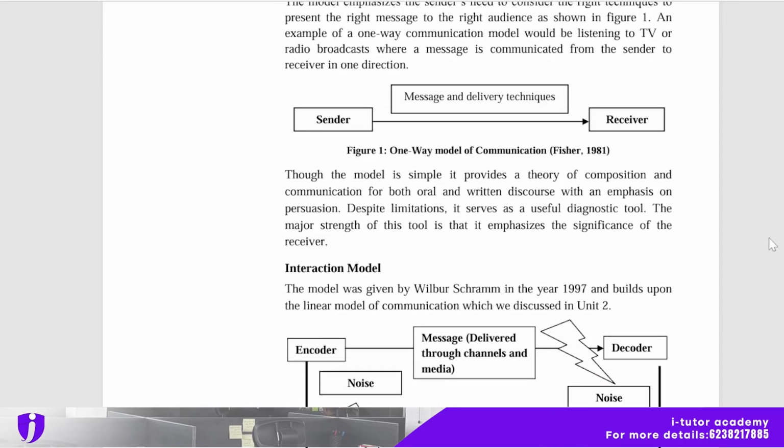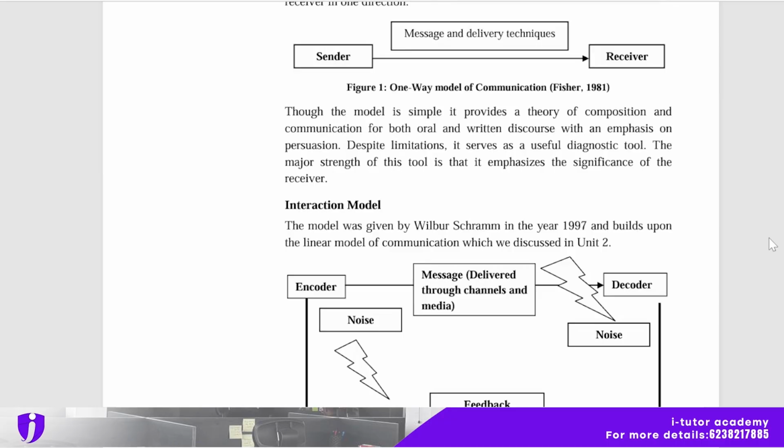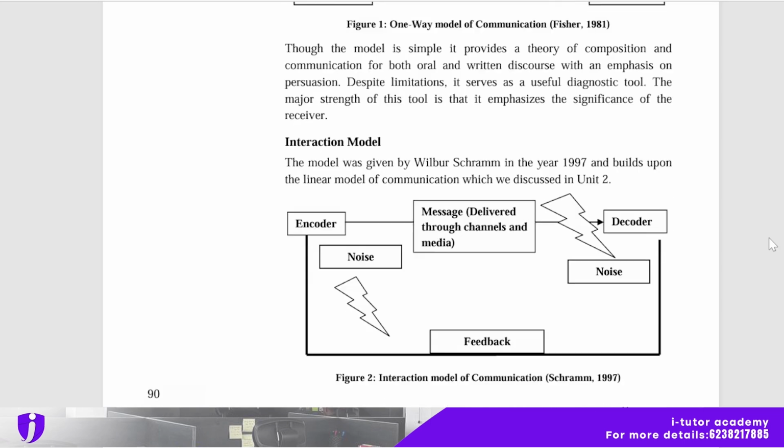Though the model is simple, it provides a theory of composition and communication for both oral and written discourse with an emphasis on persuasion. And despite limitations, it serves as a useful diagnostic tool. The major strength of this tool is that it emphasizes the significance of the receiver. Interaction model.